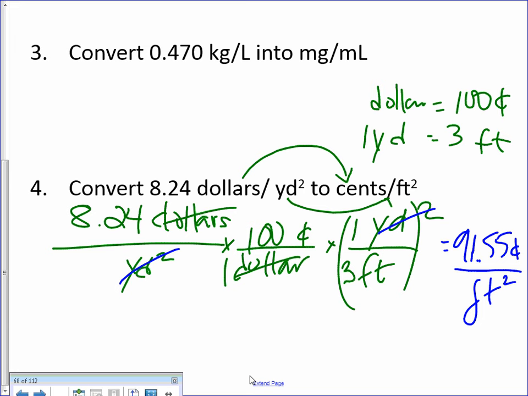Okay. Sig figs. Remember, like I said, the metric ones you ignore. These go with your original. How many sig figs are in your given? 3. So we want 3 sig figs for our final, only because this is kind of related to metric conversions. So this would be 91.6 cents. Good. Per foot squared. Okay.